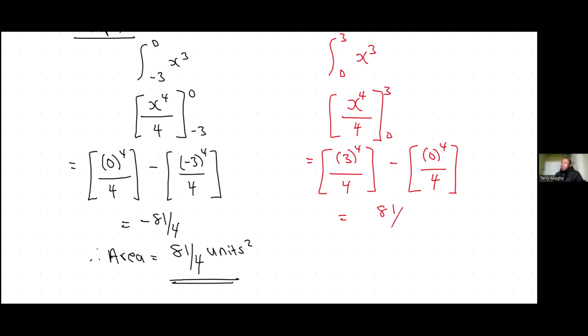So therefore, the area is going to be 81 over 4 units squared.